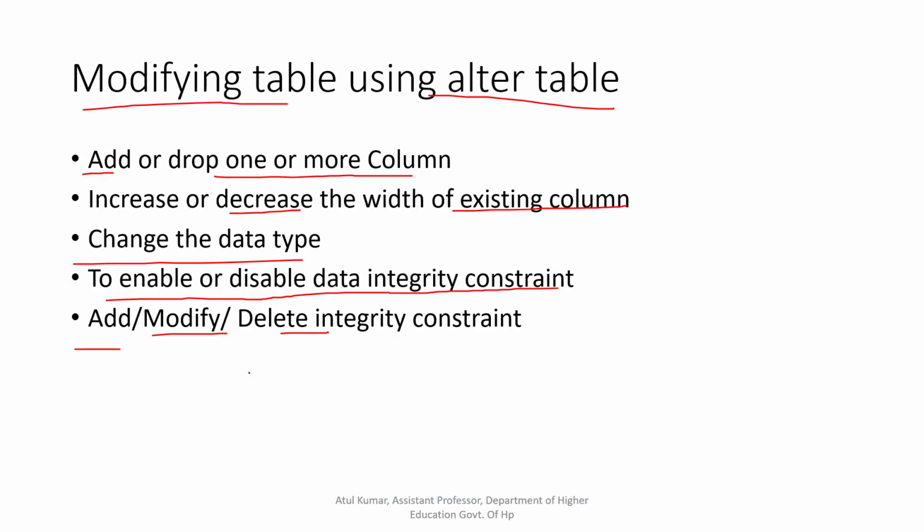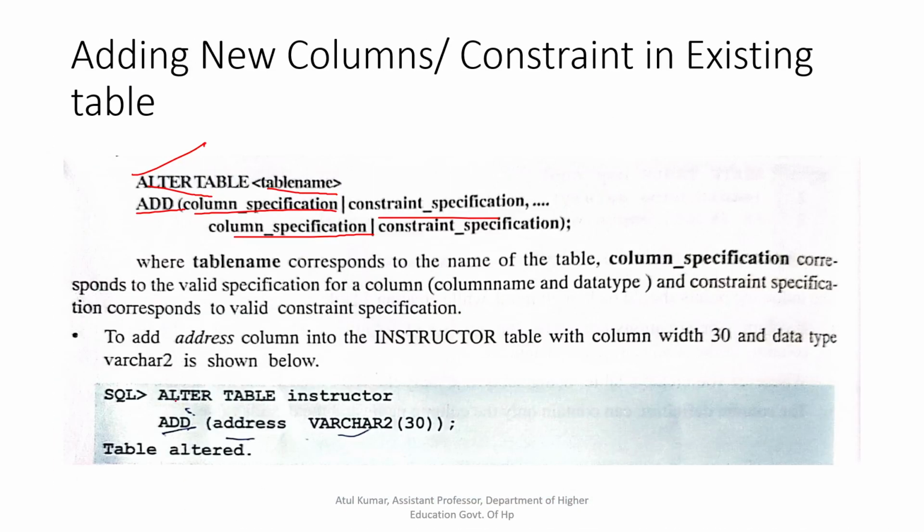For example, we have this alter table, we alter the table named instructor, and in this alter table we add a new column named address, and the data type for this new column address is varchar2, and the size of this address column is 30. In this way we have altered a table and a new column is added in this instructor table having the size 30.